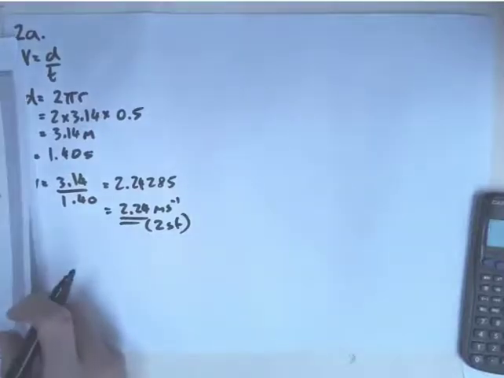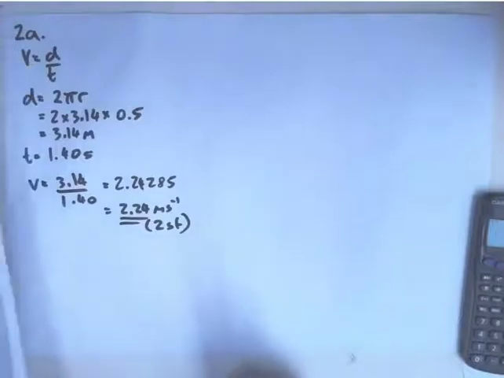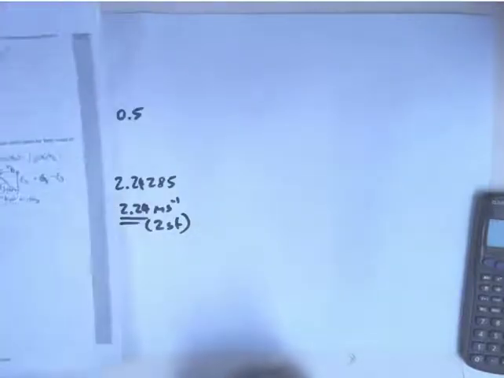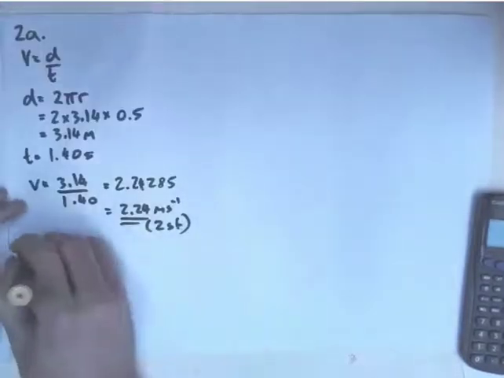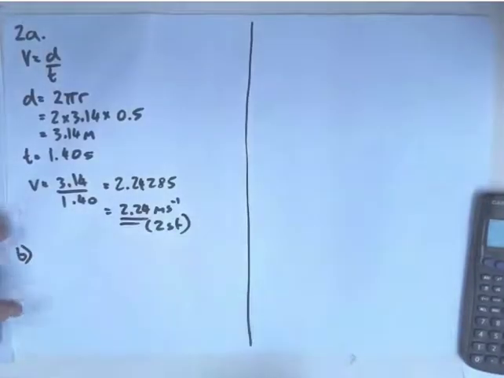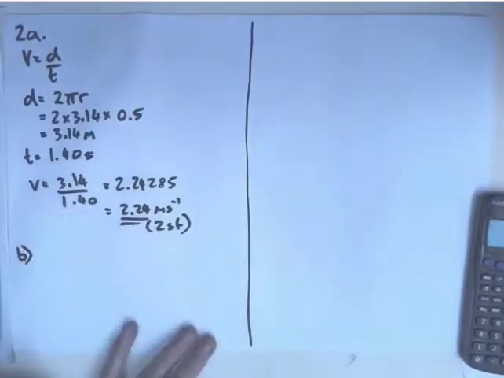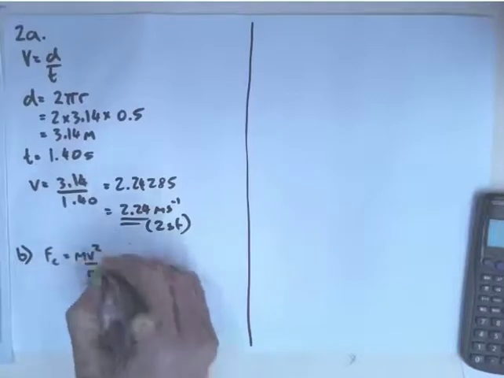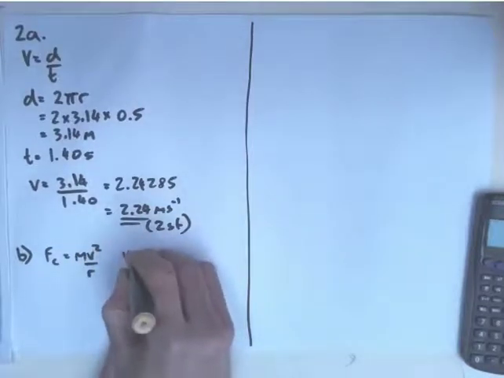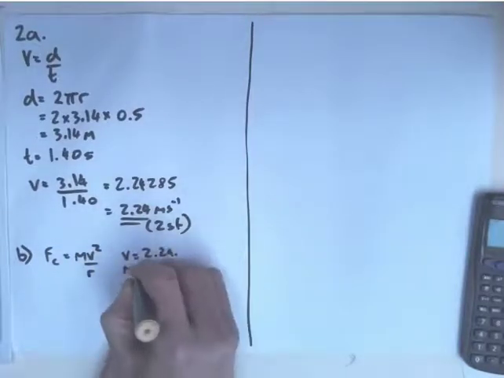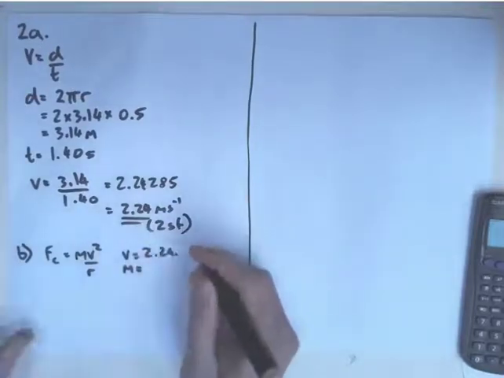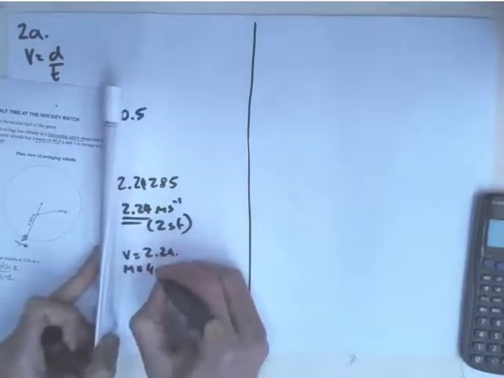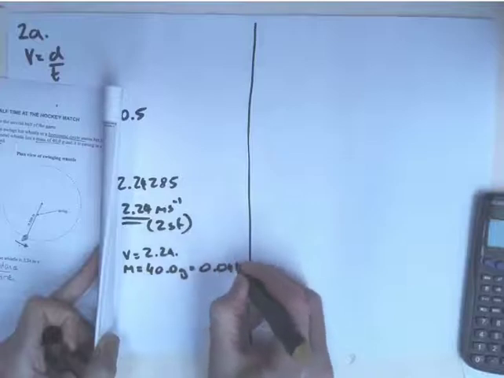Okay, part B. So the centripetal force for an object in circular motion is given by Fc equals mv squared over r. The centripetal force, of course, is the force that pulls toward the center of the curve, or the center of curvature of its path. So Fc equals mv squared over r.